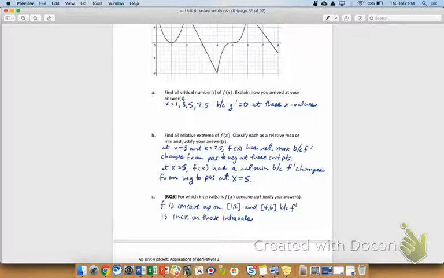And then C was a bit of an older question. That's from concept 9. f is concave up wherever f prime is increasing, and it looks like that's happening there from 1 to 2 and 4 to 6.